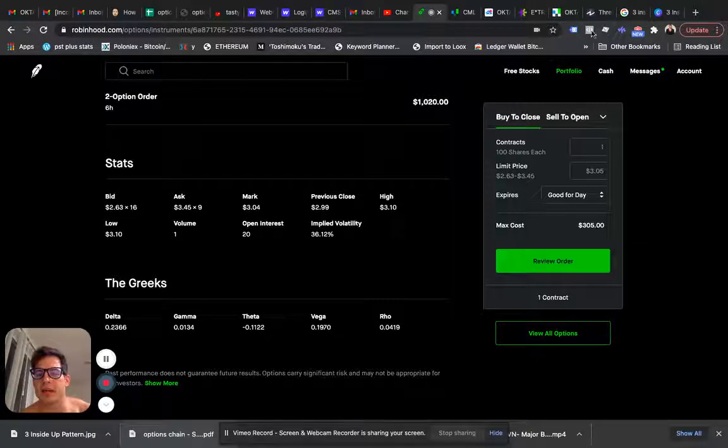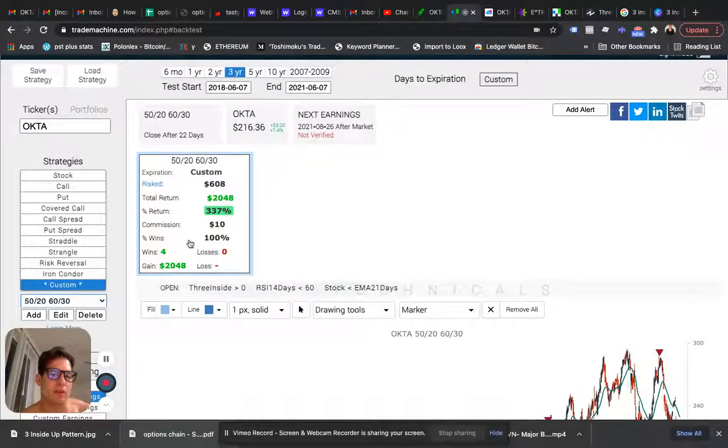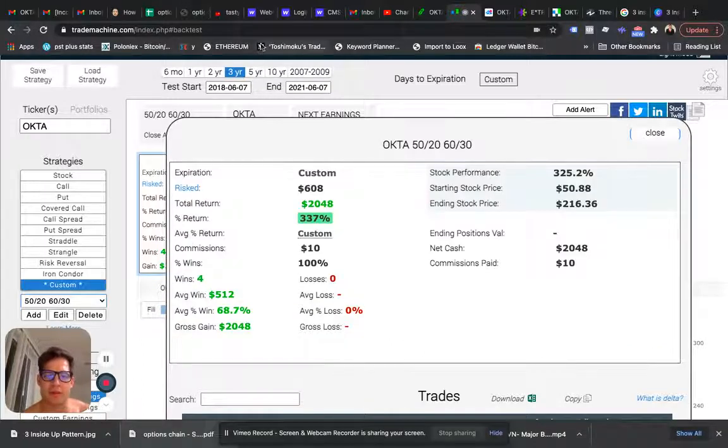That's what we did. And let's go back to the backtest one more time. So let's look at the historical results. As you can see, this has happened in the last 3 years. This type of signal has happened 4 times. And each time, the average win was $512 with a return on investment of 68.7%. Gross gain, 2K, gross loss, 0.